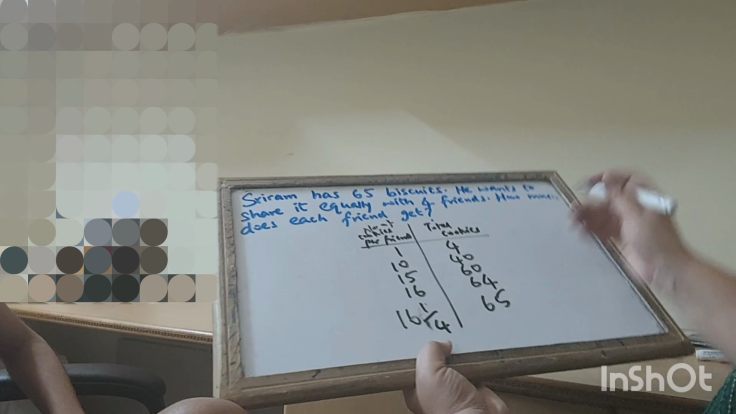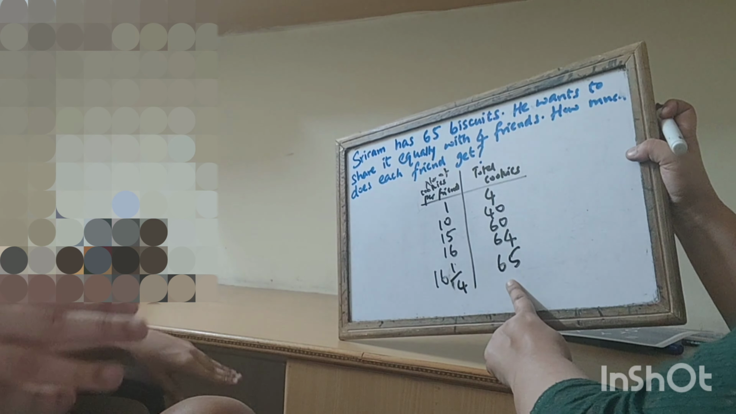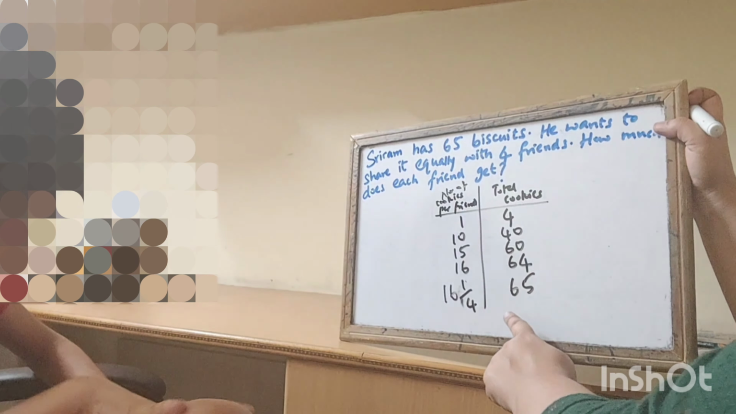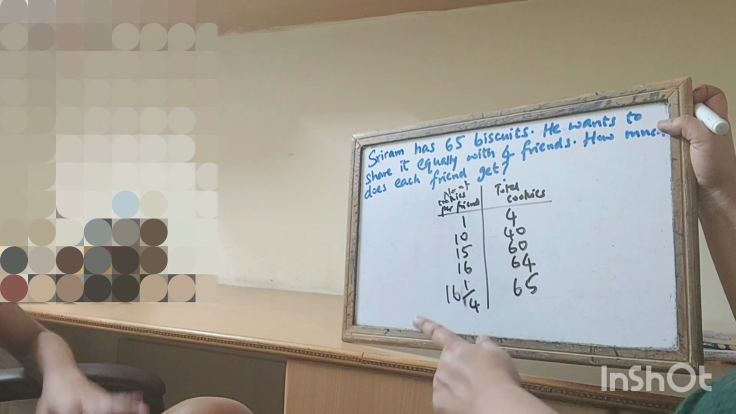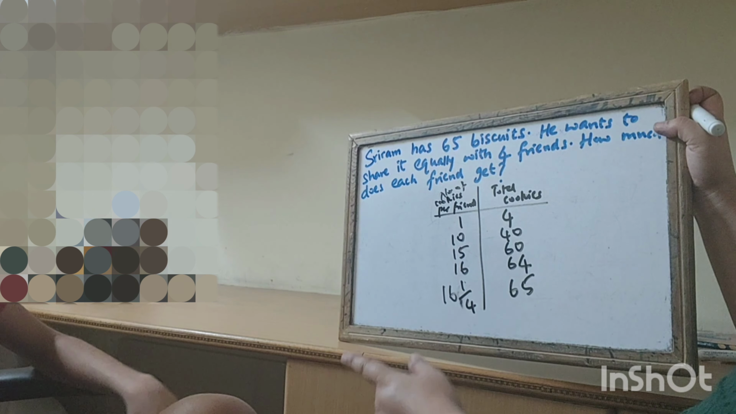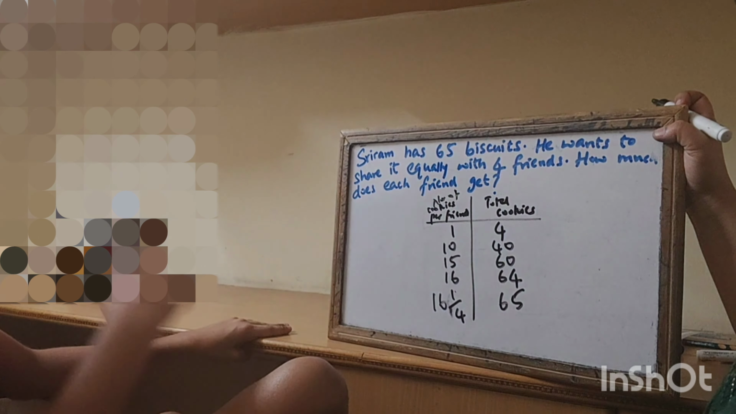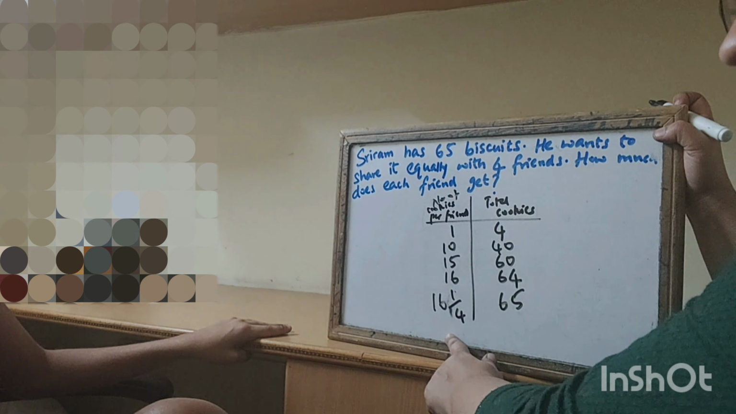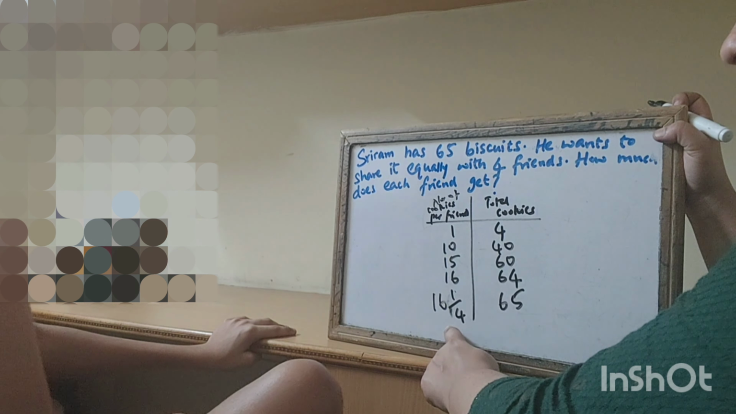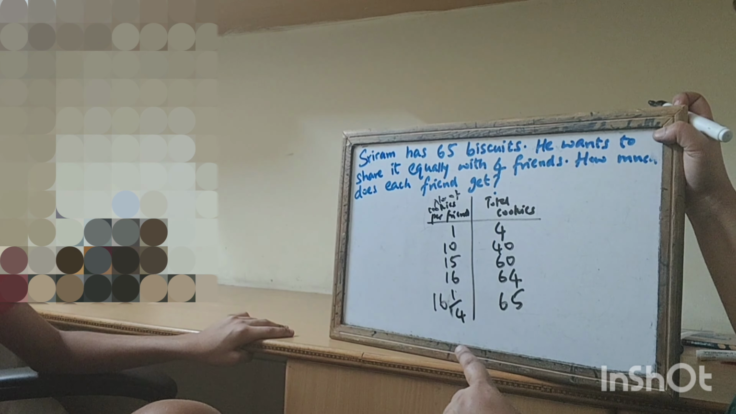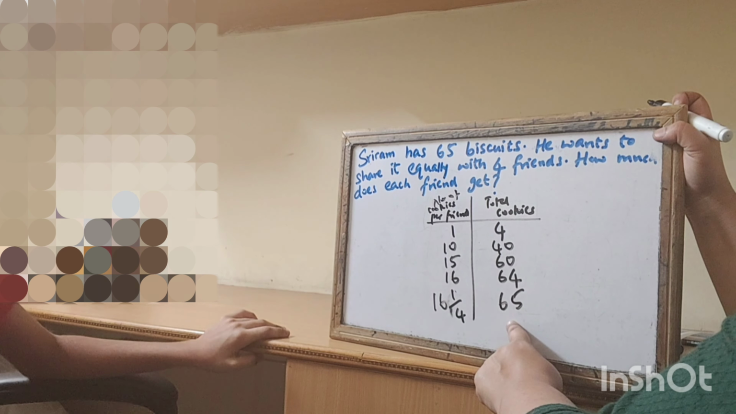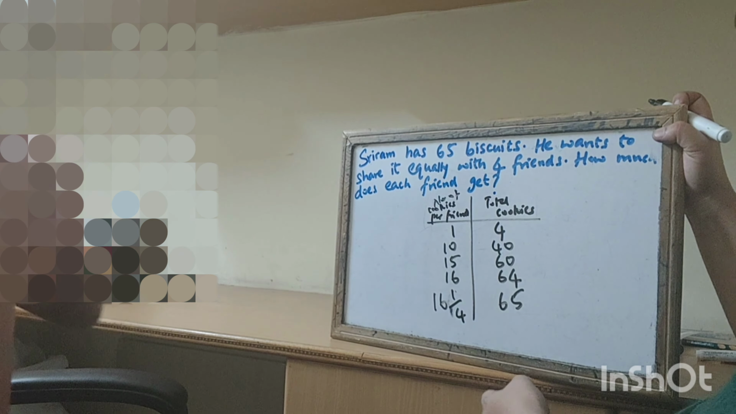Okay, then you will be giving all the 65 cookies. So here there need not be a remainder if you are doing fractions. If we are willing to break the last biscuit, the remaining biscuit, into 4 parts and give it to all your 4 friends, then each of them will get 16 1 by 4 and all your 65 cookies will be given away. Okay?